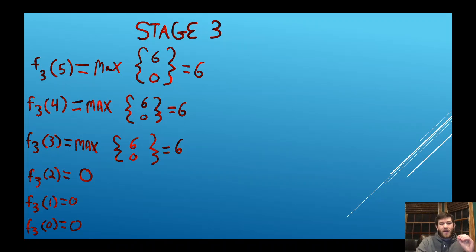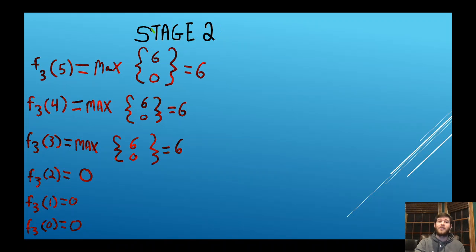Now, you see that F3 of 2, where the 3 after the F denotes stage 3, and the number in parentheses denotes the weight that we have left. F3 of 2, 1, and 0 are all equal to 0. Why is that? Well, that's because in stage 3, we're dealing with item 3, and item 3 weighs 3 pounds. So if we don't have 3 pounds left in the bag, no matter what we want to do, we can't fit it, so we're not going to make any money because we will never be able to take it. So we see all our options at stage 3.